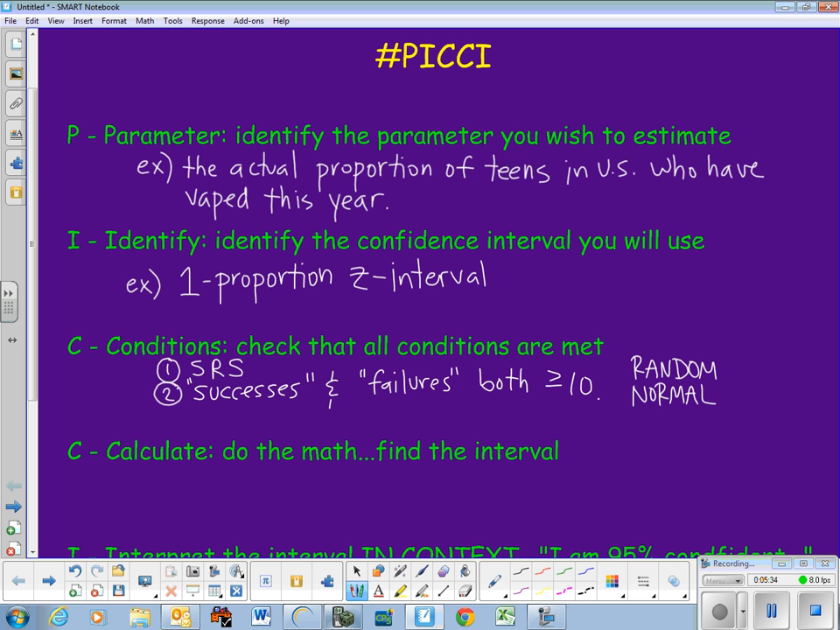And 3, independent. That is that we do not sample more than 10% of the population. So let's see, we've checked SRS, successes and failures. This one would be sample is less than or equal to 1/10 population. And this is our independent condition.